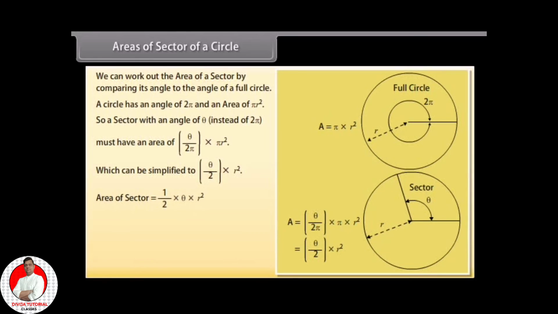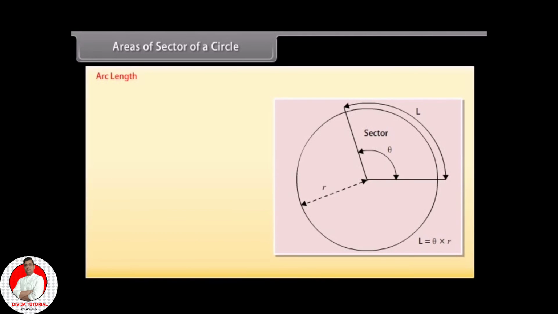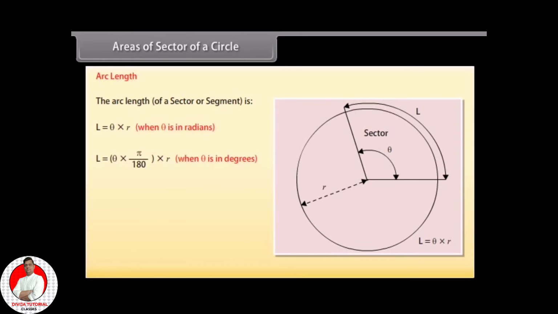Area of sector is equal to 1 upon 2 into theta into r squared when theta is in radians. Area of sector is equal to 1 upon 2 into theta into pi upon 180 into r squared when theta is in degrees. Arc length. By the same reasoning, the arc length of a sector or segment is L equals theta into r when theta is in radians. L equals theta into pi upon 180 into r when theta is in degrees.